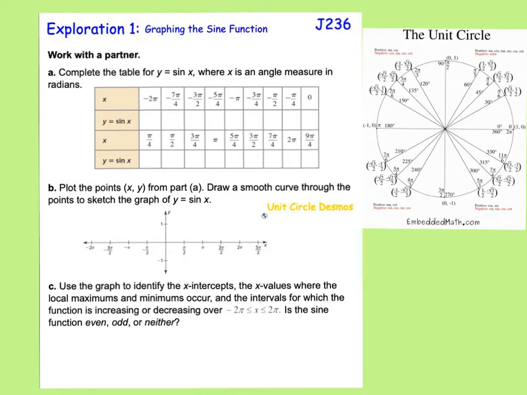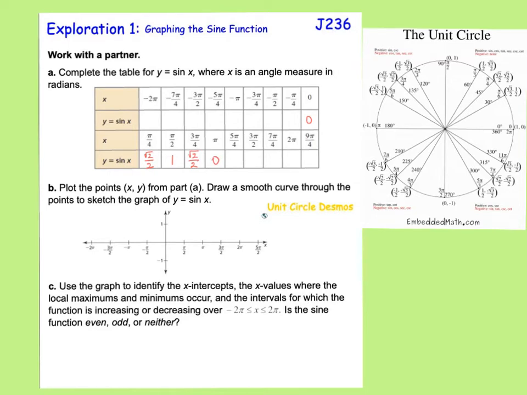Now let us fill in these numbers into our table of values. So I am going to start with 0. The sine value was 0. At pi over 4, we had the square root 2 over 2. At pi over 2, we had a value of 1. At 3 pi over 4, we had the square root of 2 over 2. And at pi, we had 0 again.